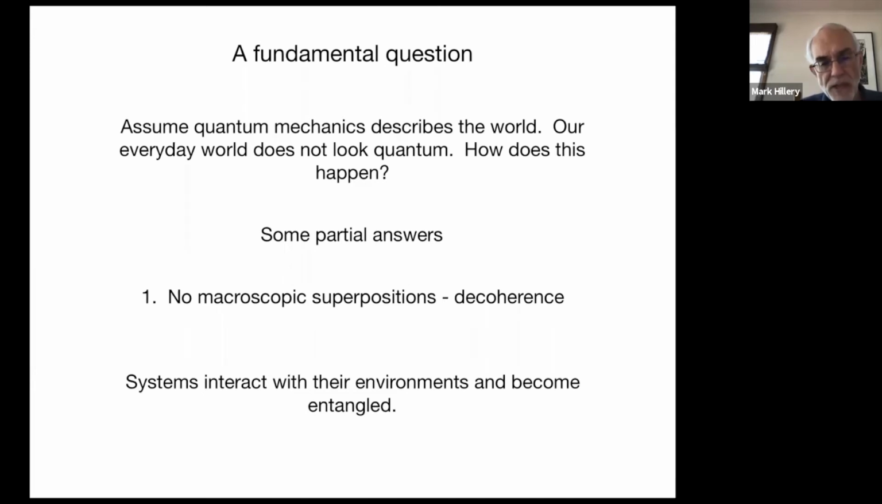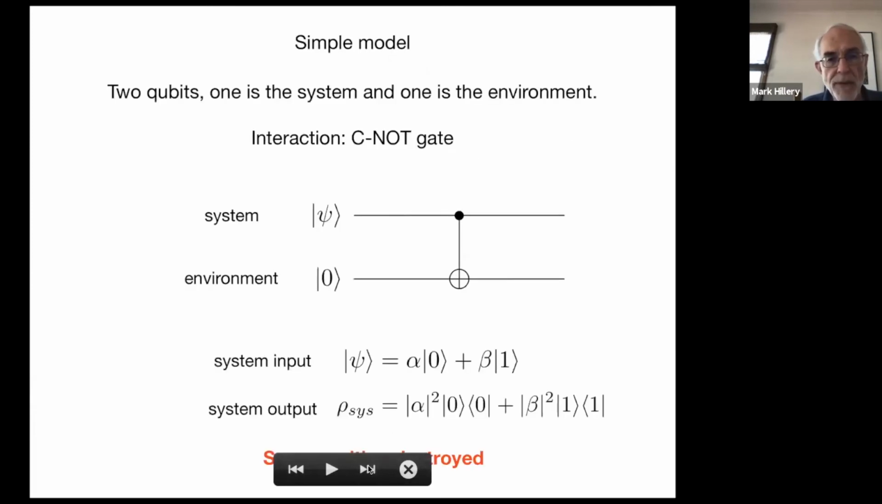This can be done via something called decoherence. The basic idea is that you don't really have isolated systems. Systems interact with their environments and they become entangled with their environments. And this can actually get rid of these kind of crazy superpositions. Well, let's just do a very simple example and see how that can happen.